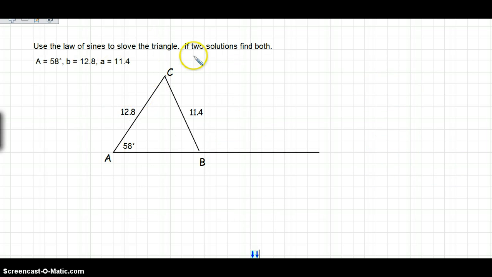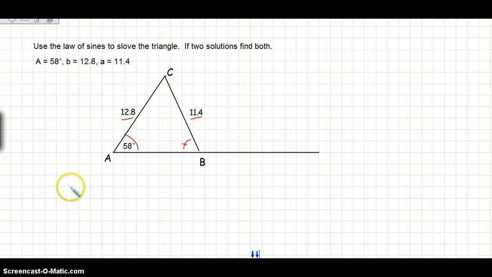So here you go. Same situation, same triangle, same given information. I know I have two triangles that can be formed. So let me go ahead and solve this using the law of sines. I know this angle is 58. I know this segment is 11.4. This segment is 12.8. Using the law of sines, I'm going to find angle B first.